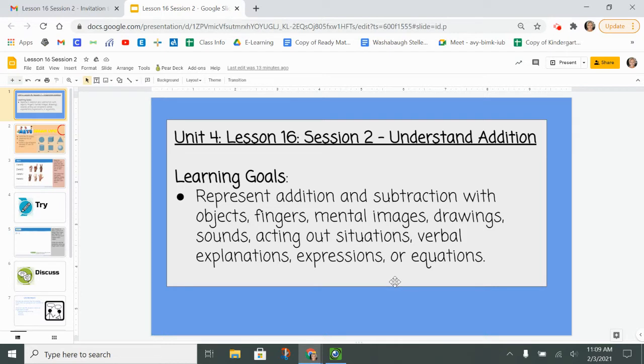Remember yesterday we started talking about what addition means. And we talked about the word addition, the word adding, the word add. And we also talked about the word plus. And we talked about that plus sign. So today we're going to do a little more with this.